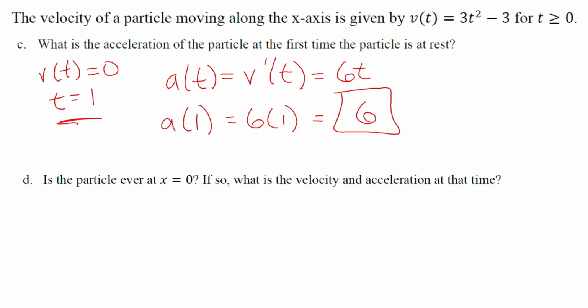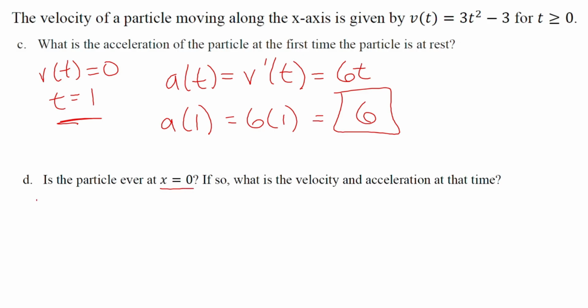Our next question is: is the particle ever at x equals 0? And if so, what's the velocity and the acceleration at that time, or those times if there were more than one? To determine if it's ever equal to 0, we just need to set our position function, which we found in the first part, equal to 0, because that would be when its position is 0. It's at x equals 0.